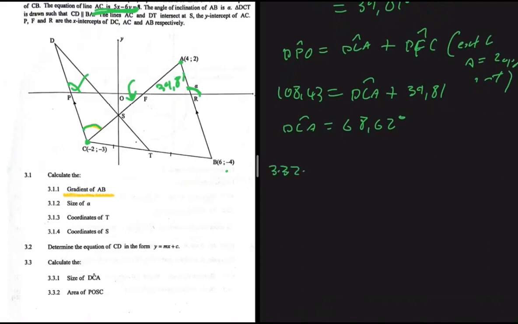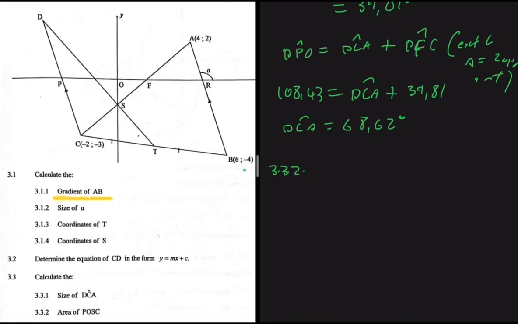3.3.2, area of POSC. So let's erase everything again and just look at POSC, not AC, POSC. Okay, I think I thought of a way.